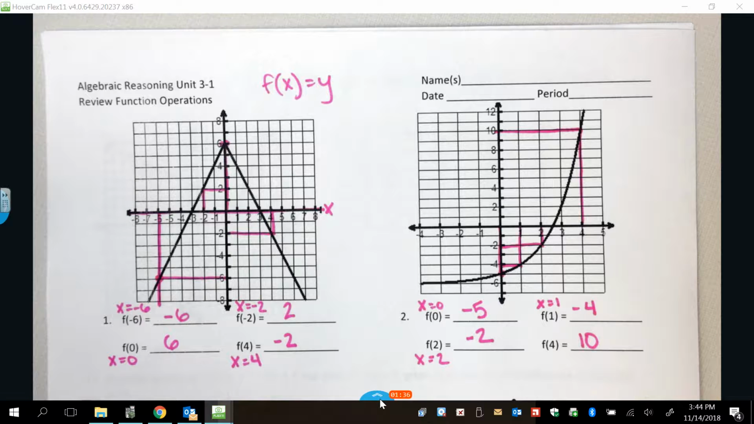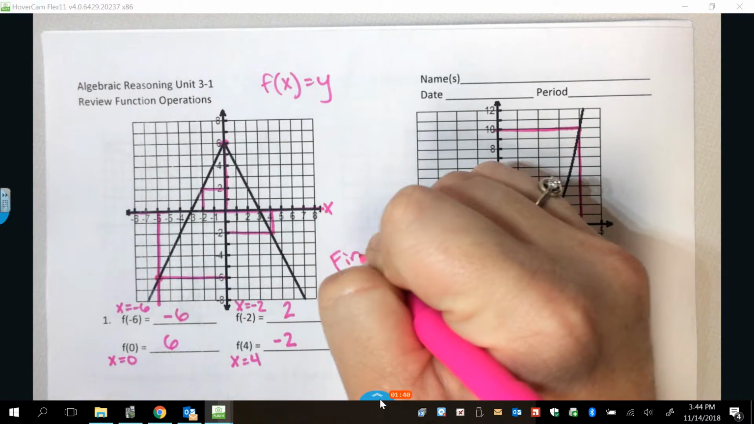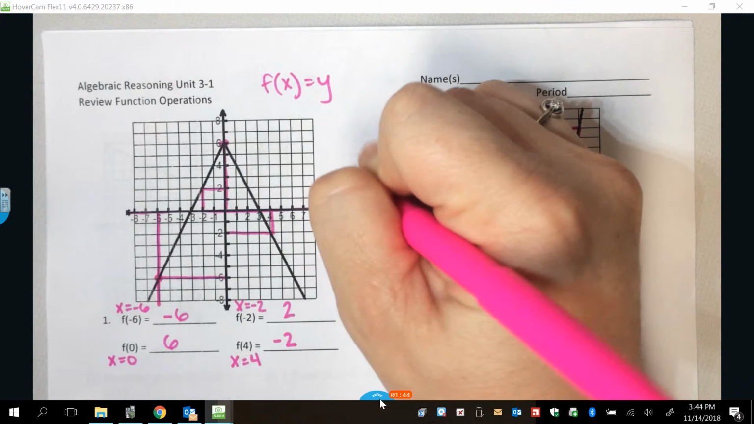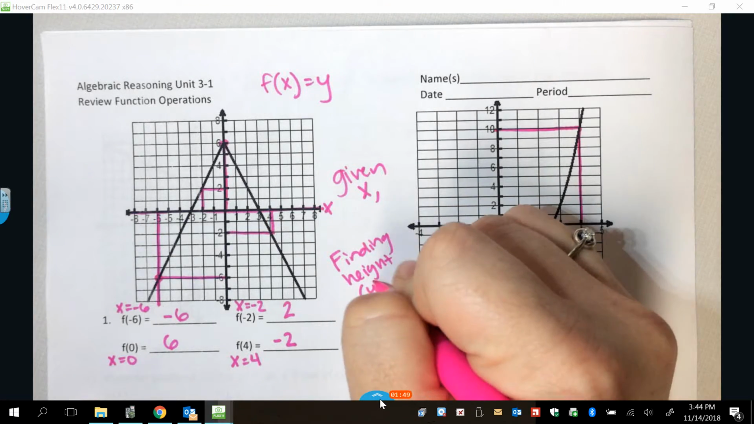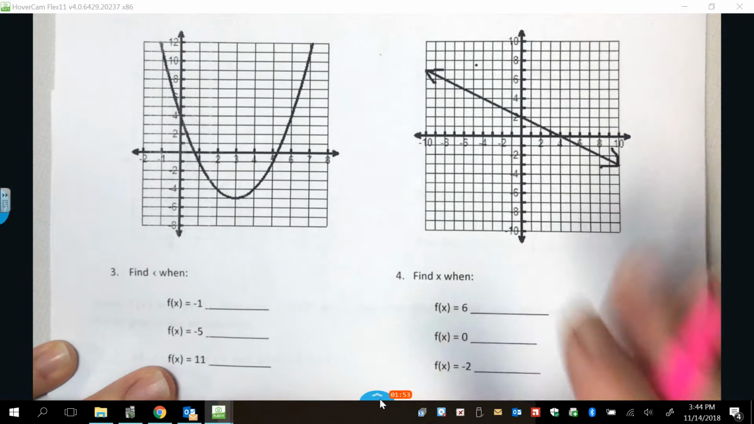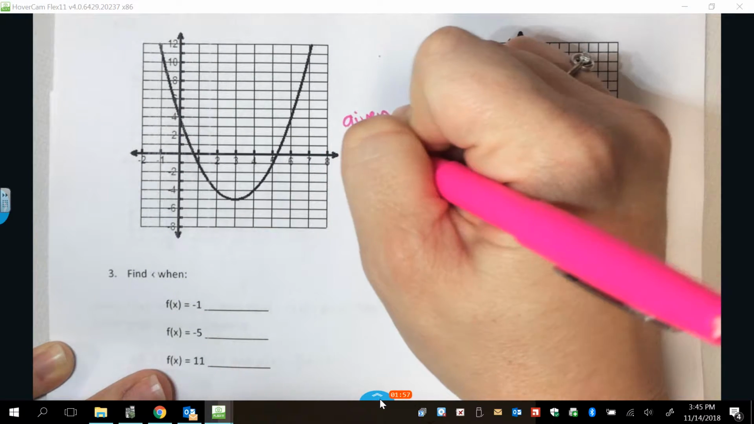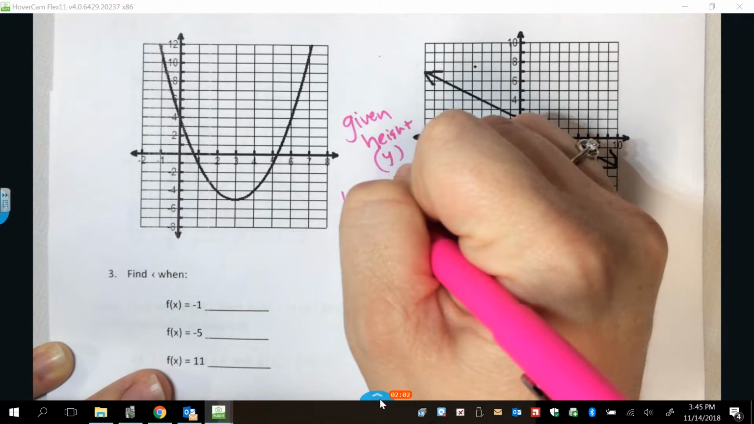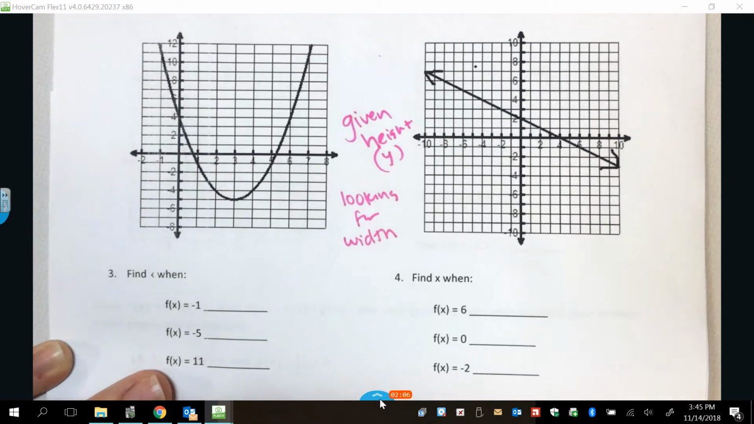Alright? So remember, I'm given x, so I'm finding the height. Given x, finding the height, the y. Okay? So now look at number 3 and 4. These are different. I'm given the height, the y, so I'm looking for the width, how far to which side.